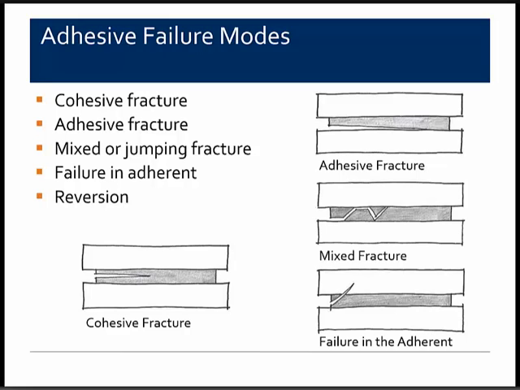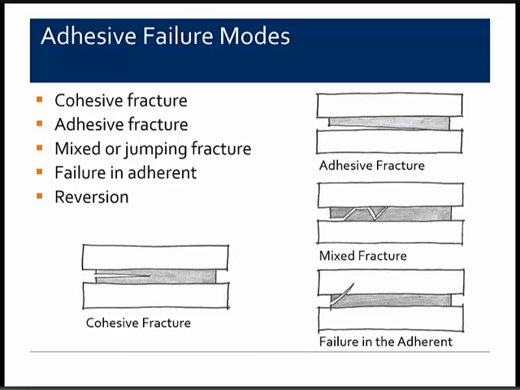We have a mixed fracture where the fracture will jump from one side to the other. And we have a failure to adherent, where the stresses may be such that we have a breakage within either the adhered material or the glue adhesive itself. Now we also have reversion, which is something we're starting to see a little more of in water-based products, particularly the ones that are based on vinyl acetates, which came out of the flooring industry, where we're seeing that if they get re-wetted, they can actually revert back to their plastic state.